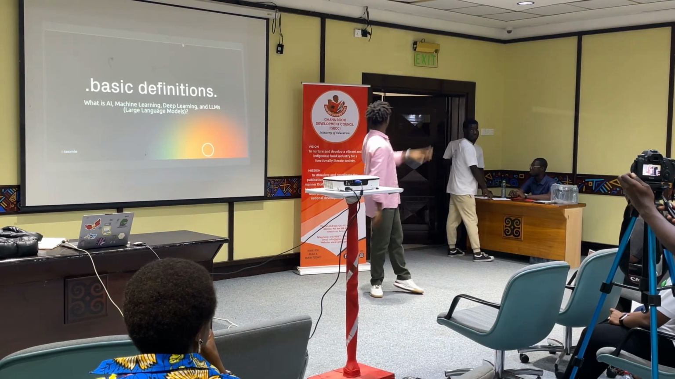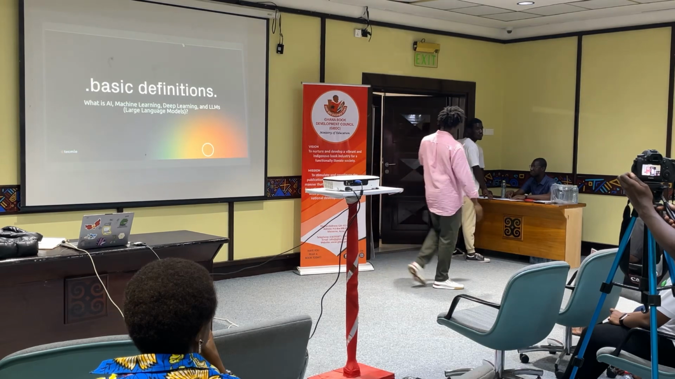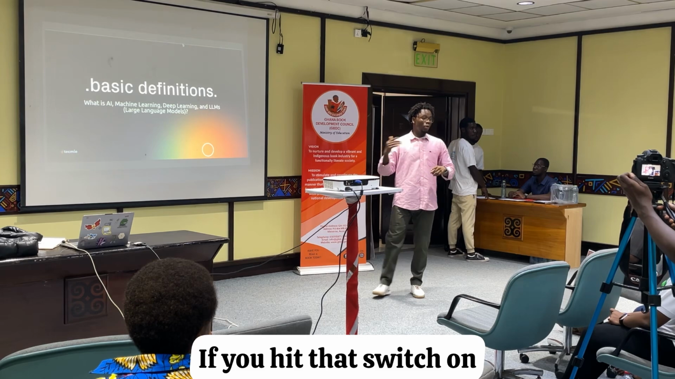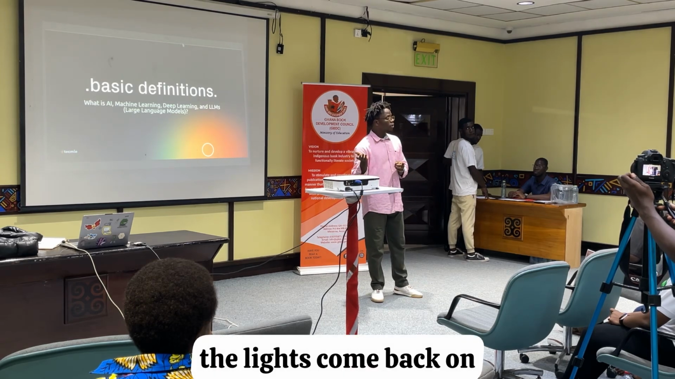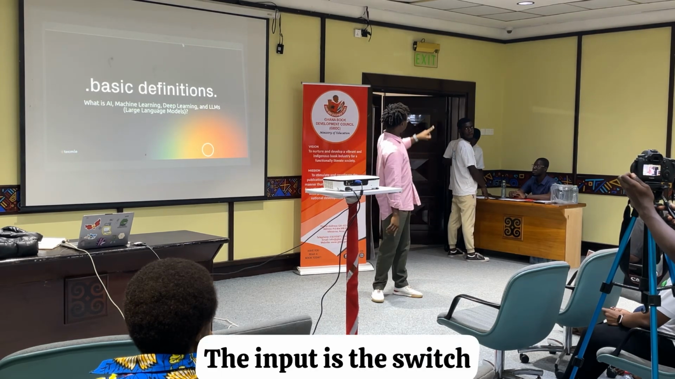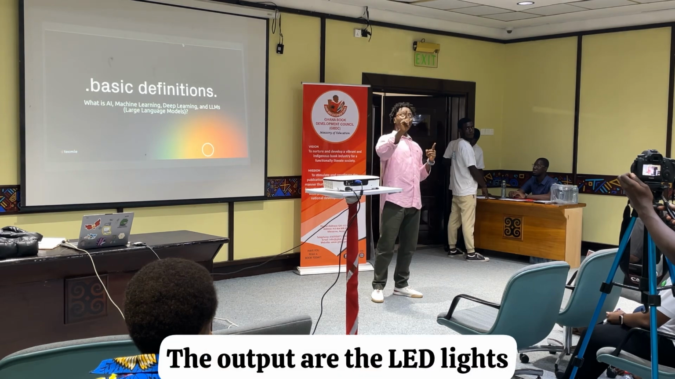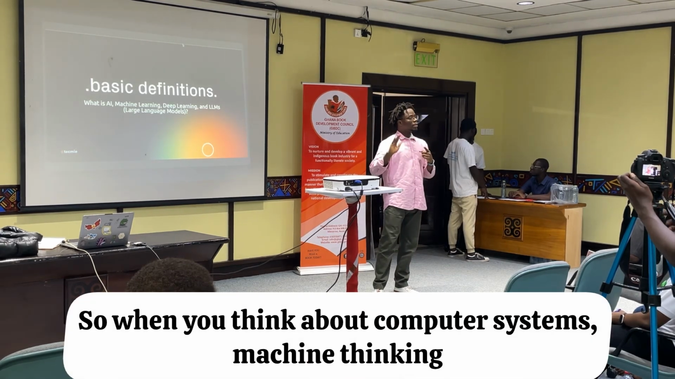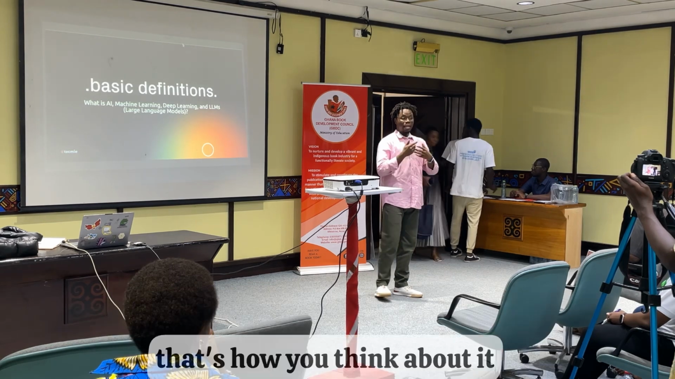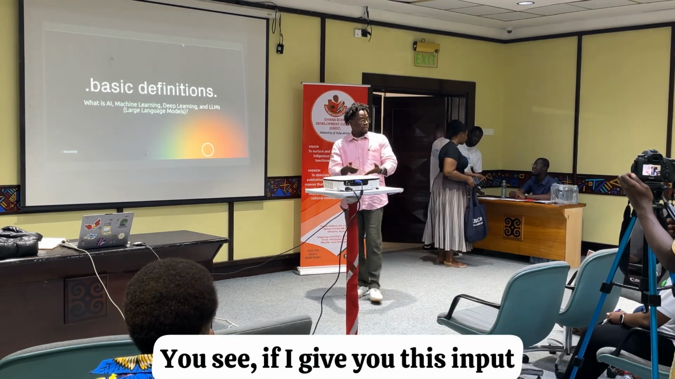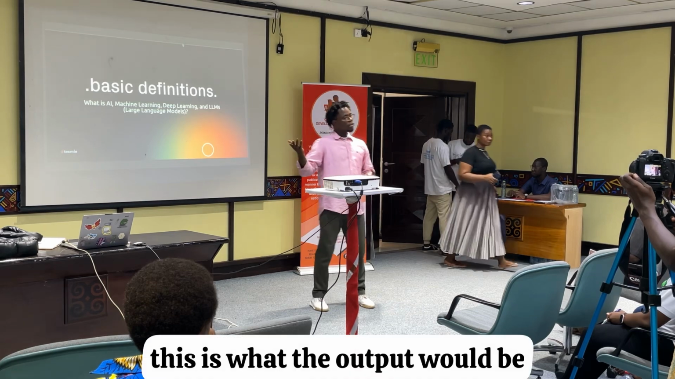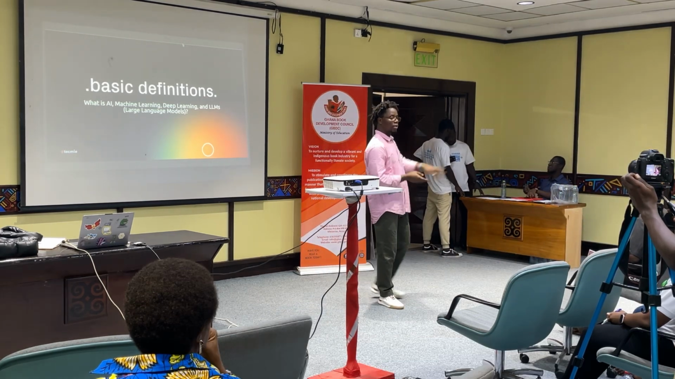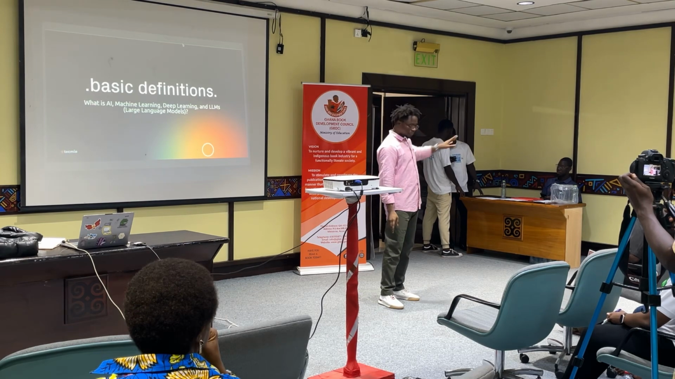These lights, there is a switch somewhere. If you hit that switch, the lights go off. If you hit that switch on, the lights come back on. The input is the switch. The outputs are the LED lights. So when you think about computer systems, machine thinking, that's how you think about it. You see, if I give you this input, this is what the output would be. And to help you instruct it, there is something like that.